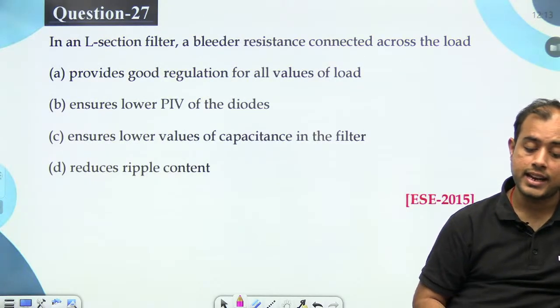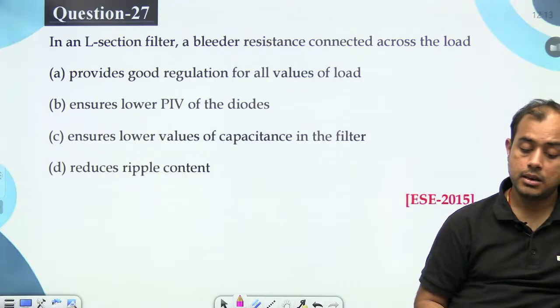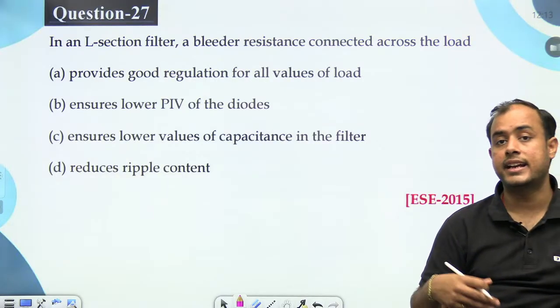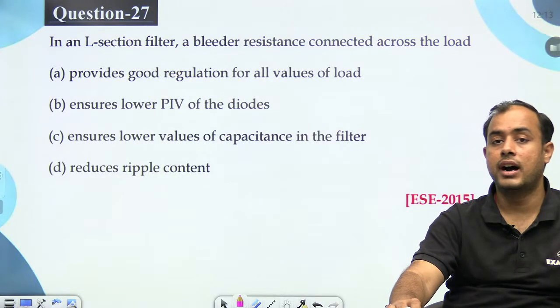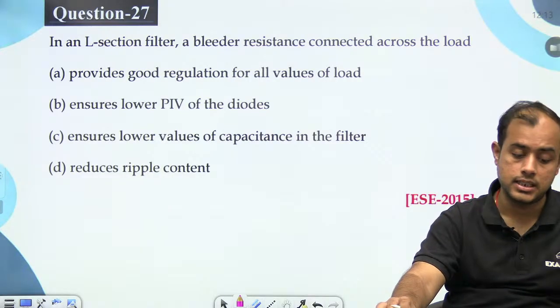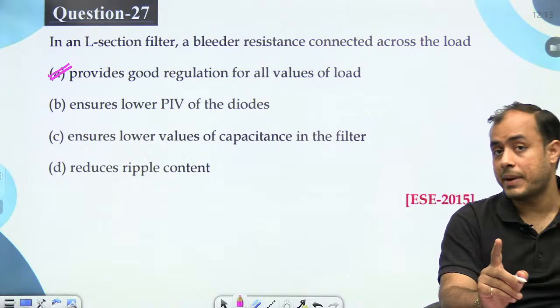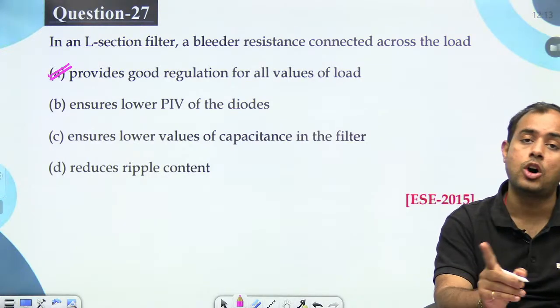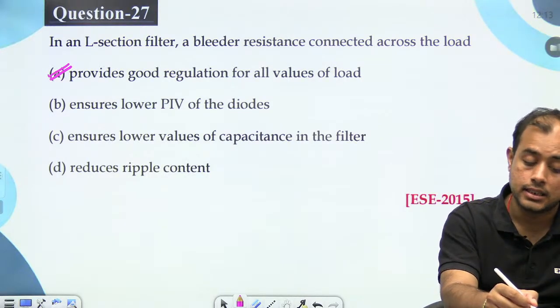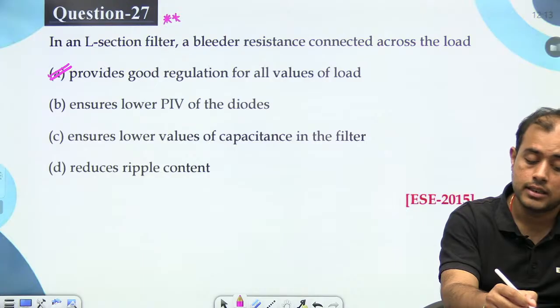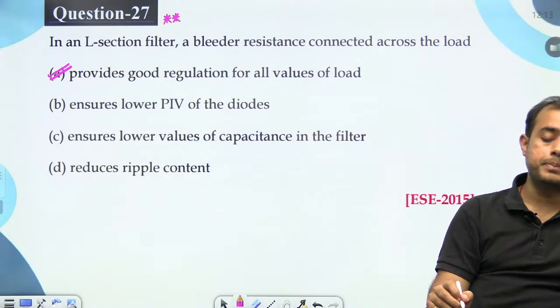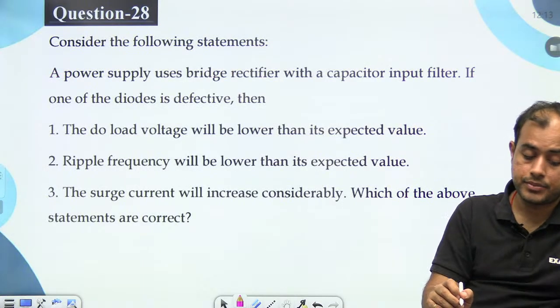ESE 2015, in an L section filter, bleeder resistance is connected across the load. Why do you connect the bleeder resistor? It provides good regulation. In capacitive filter, it will allow discharge of capacitor. But in inductive filter, bleeder resistor provides better regulation.